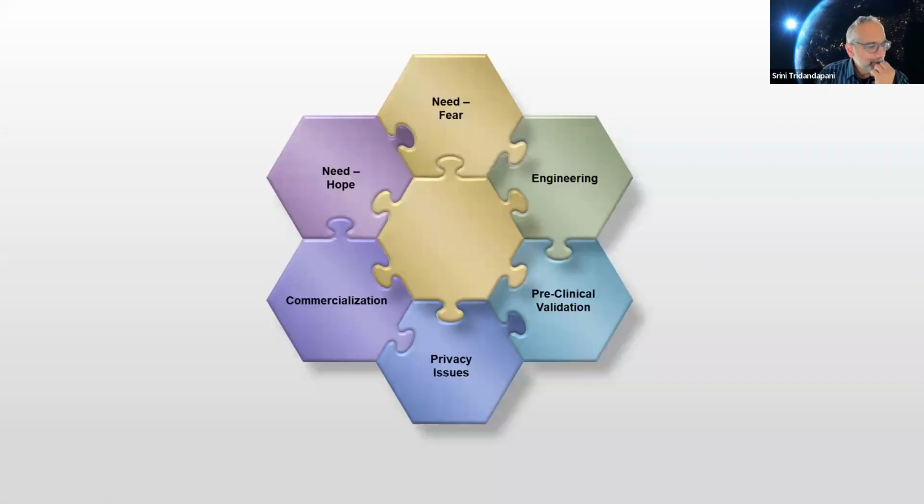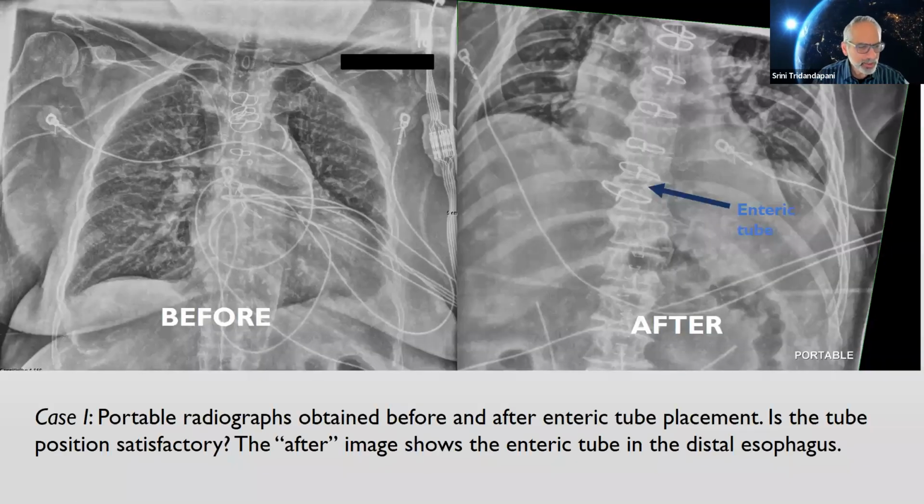So we talked about a need based on fear, which was wrong patient errors. We looked at a solution, which was basically taking photographs of patients along with every imaging study. Then we looked at some preclinical validation to say, well, will this work? Then we addressed some privacy issues. We talked a little bit about commercialization. And then, I want to talk about now a need based on hope, which is, can you bring in a technology for what people want it for, and at the same time still help with the wrong patient errors?